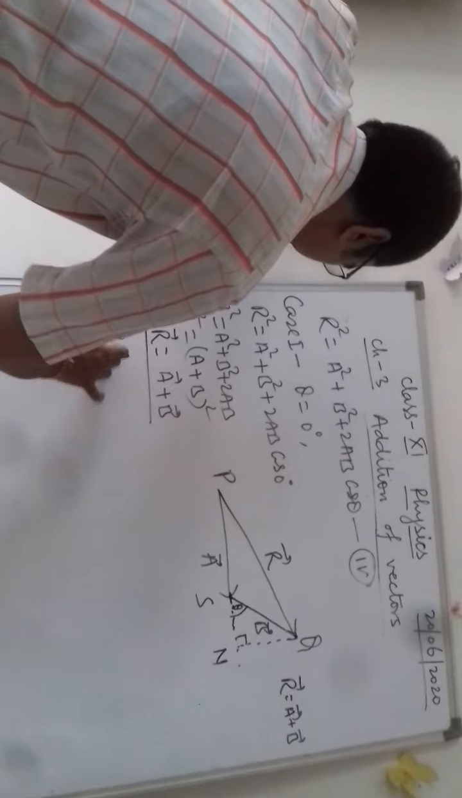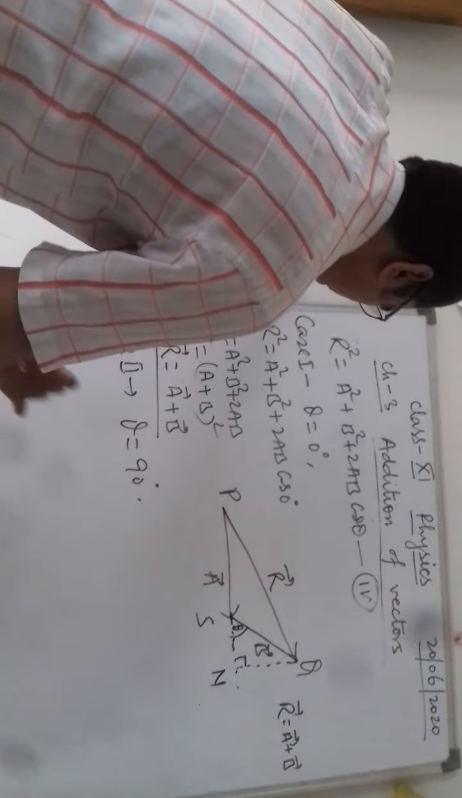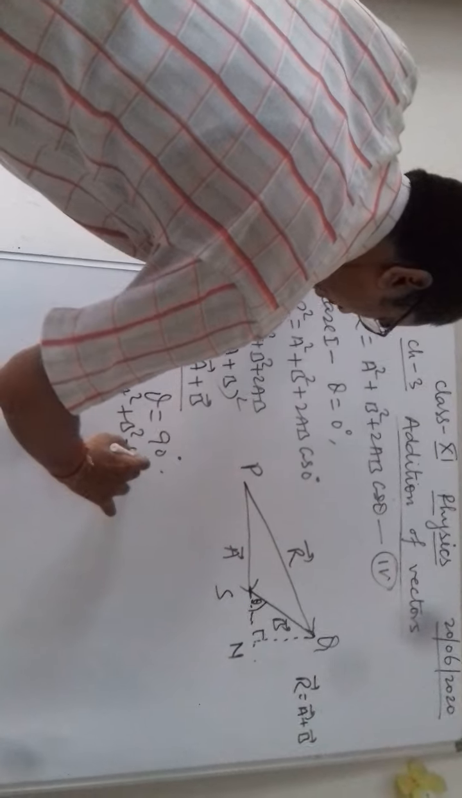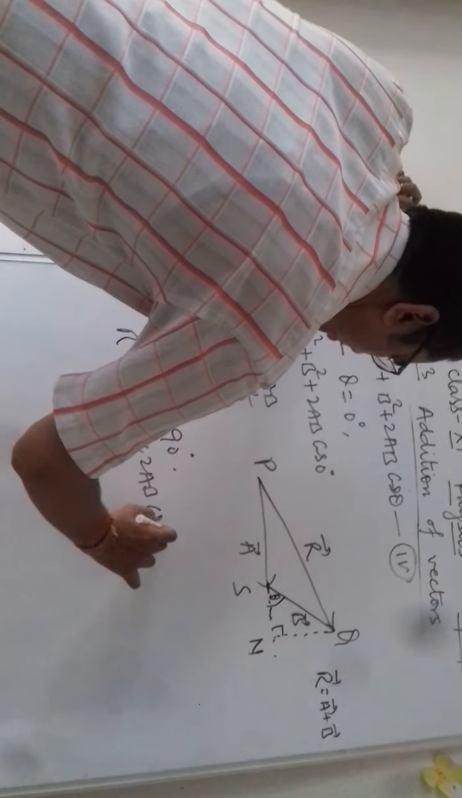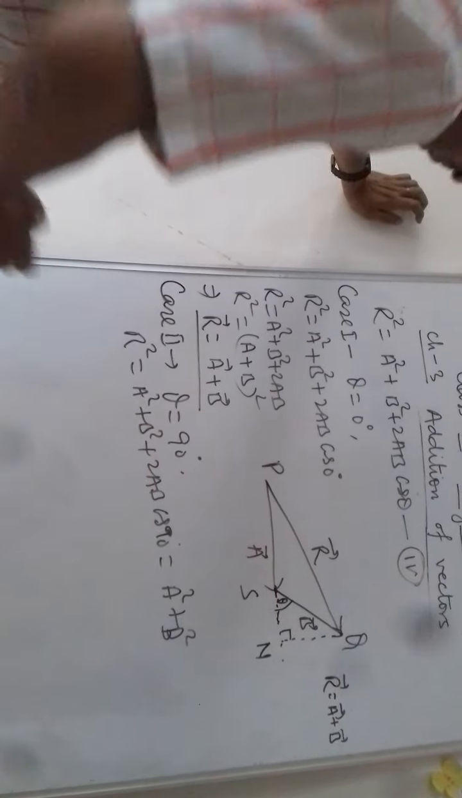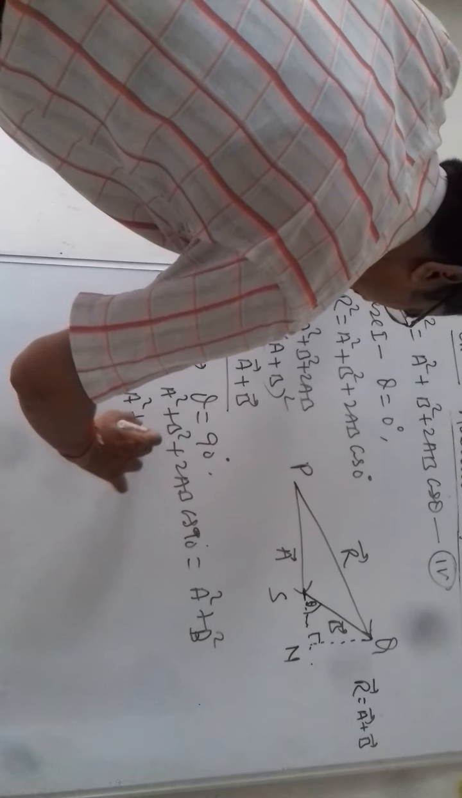degree. Now another case, case 2, when theta is equal to 90 degree, then we find R square equal to A square plus B square plus 2AB cos 90. Here cos 90 is equal to 0, so R square is A square plus B square. This is the relation R square is equal to A square plus B square for theta is equal to 90 degree.